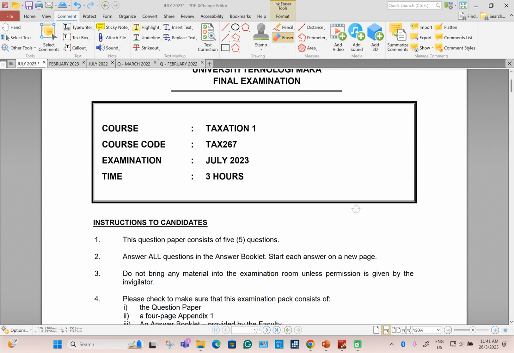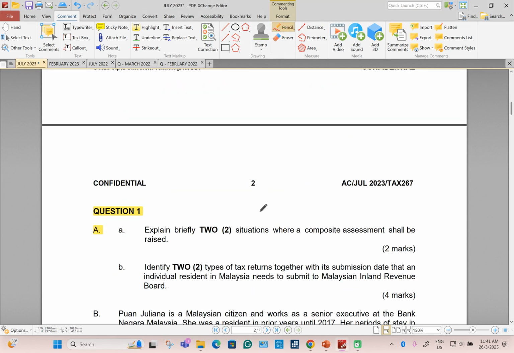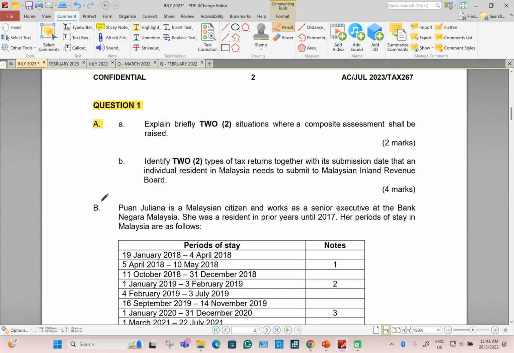Okay, tax administration. The question is question number 1A and 1B. This one is on the topic of resident status. Alright, guys, look at our question number 1A. There are two sub questions. The first one is 2 marks and then B is 4 marks. Let's take a look one by one.